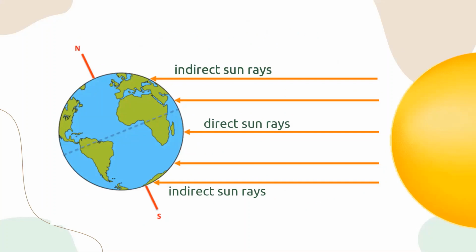Because the Sun is so big compared to the Earth, only the rays that come straight at Earth will hit it. These are called direct rays. Because the Earth is curved, not all rays hit it directly. Light rays that hit the Earth at an angle are known as indirect rays.